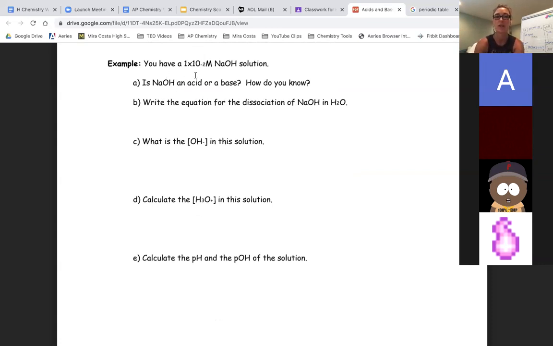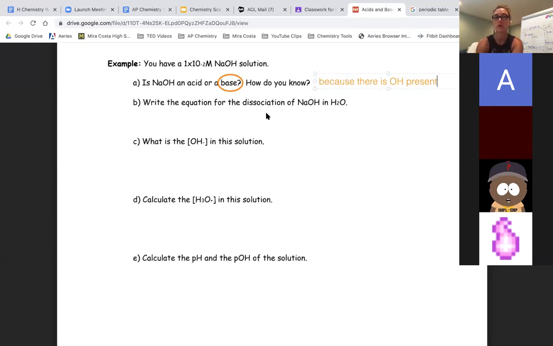You have a 1 times 10 to the negative 2 molar NaOH. NaOH is sodium hydroxide, and then it asks, is sodium hydroxide an acid or a base? Well, you should know that if it has hydroxide, it's a base, and this is a strong base. How do you know? Because there's hydroxide present. And if there's a hydroxide present, it's a base, because bases always produce hydroxides in aqueous solution.